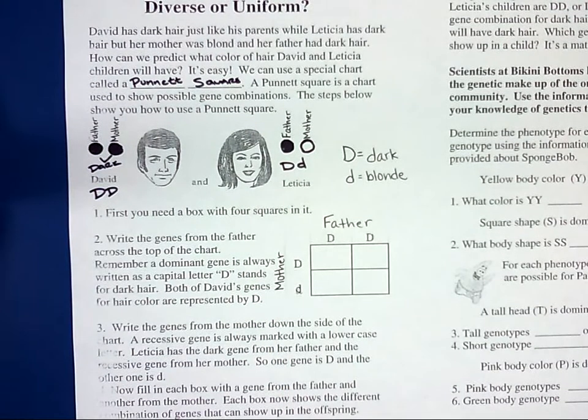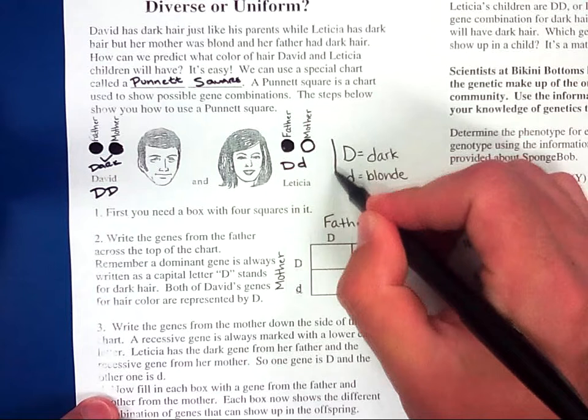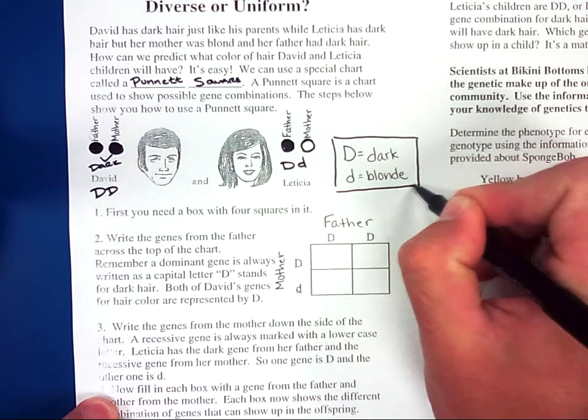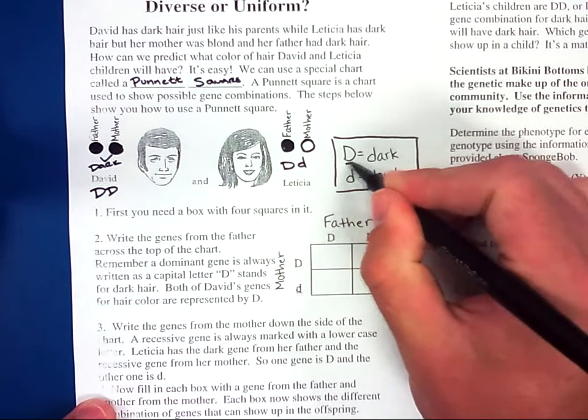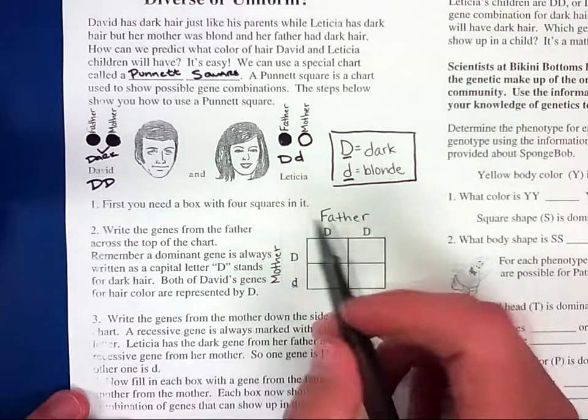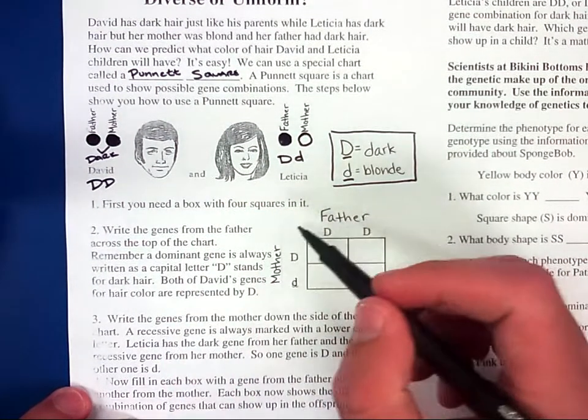Heterozygous. She is heterozygous. She still has dark hair because she has the dominant trait, but she carries a blonde hair trait. And that shows you right here that dark hair is dominant, blonde is recessive, because dark has the what? Capital letter. Good.